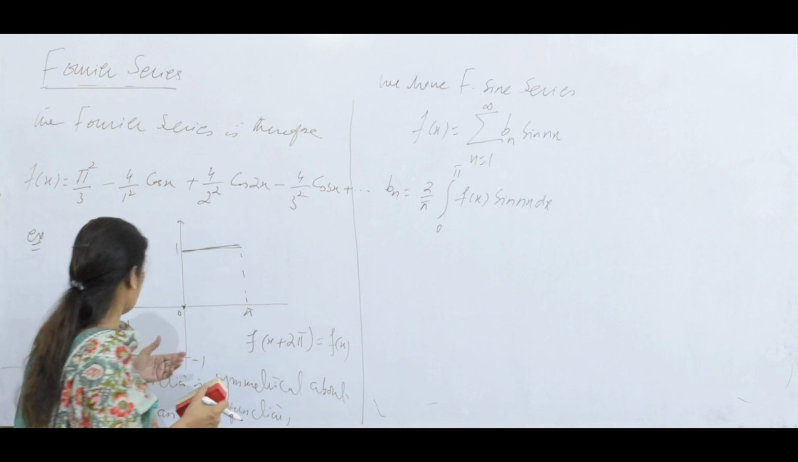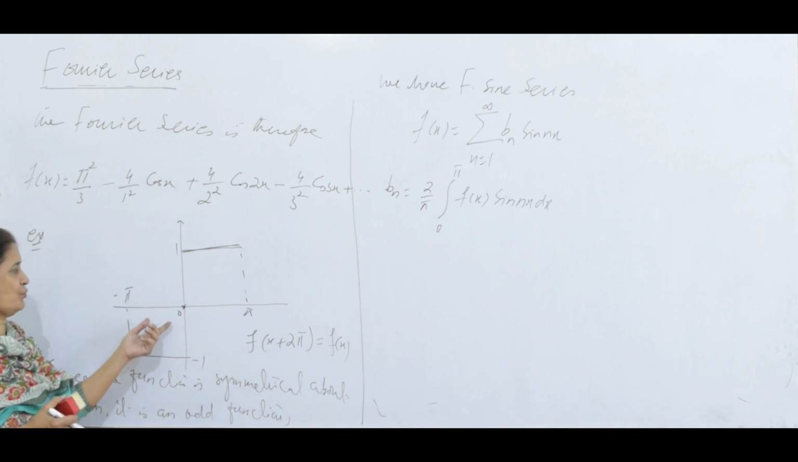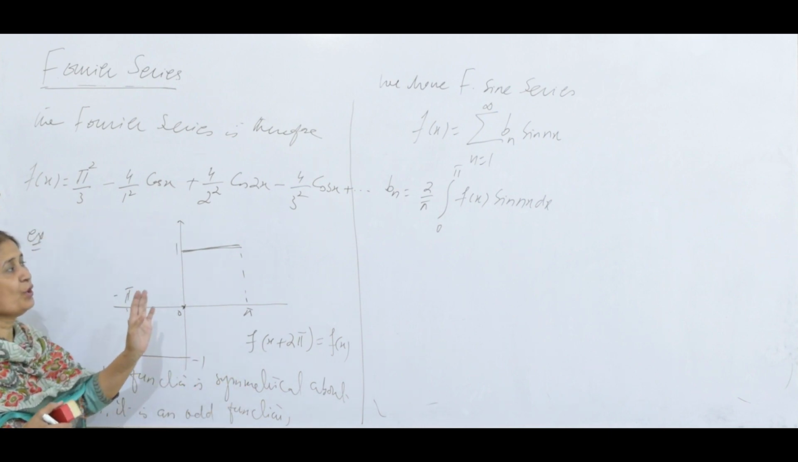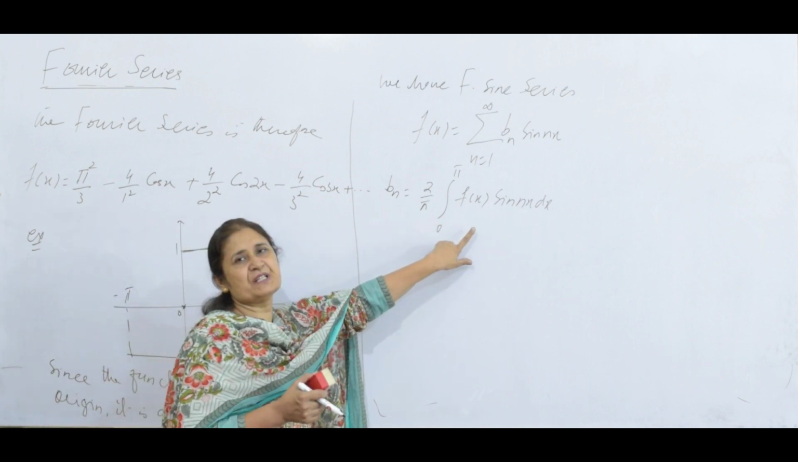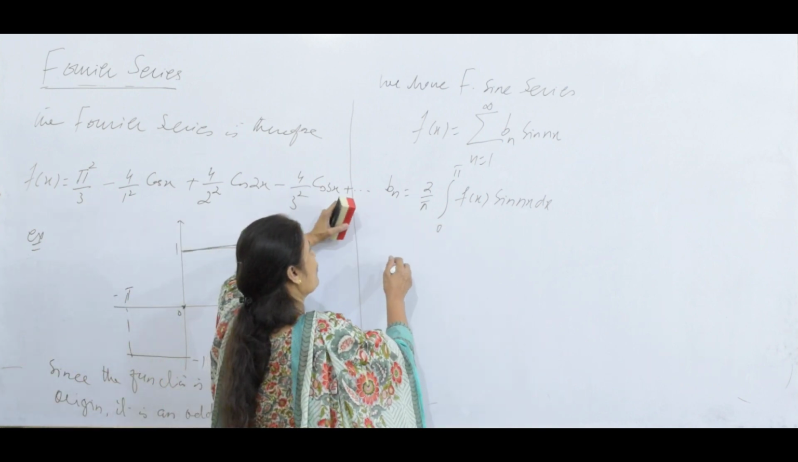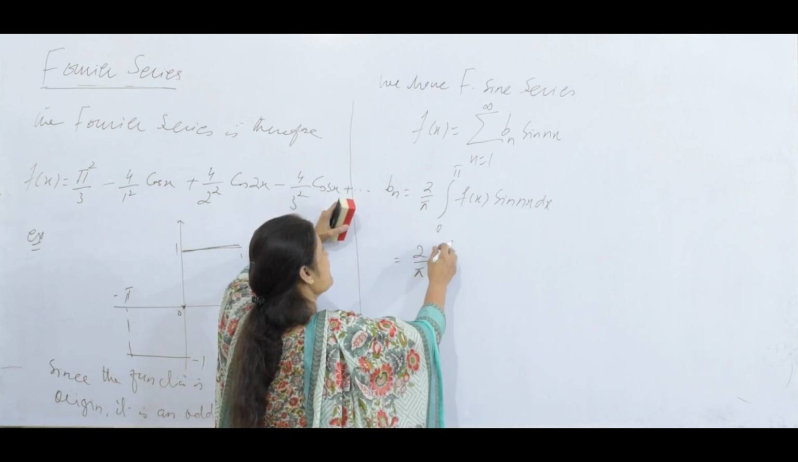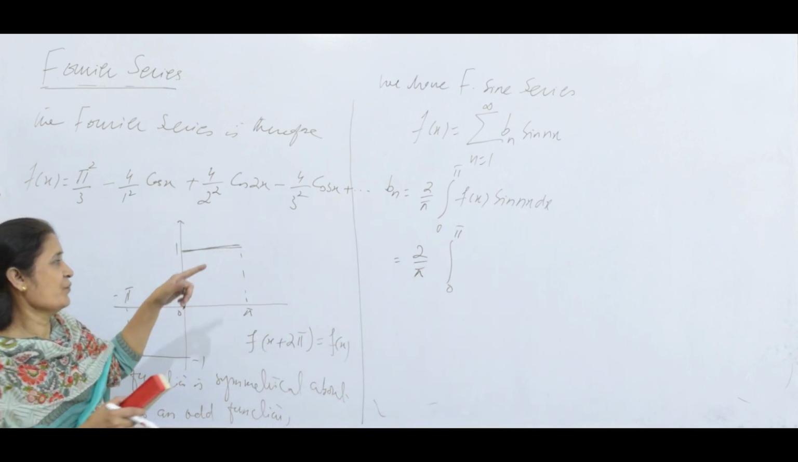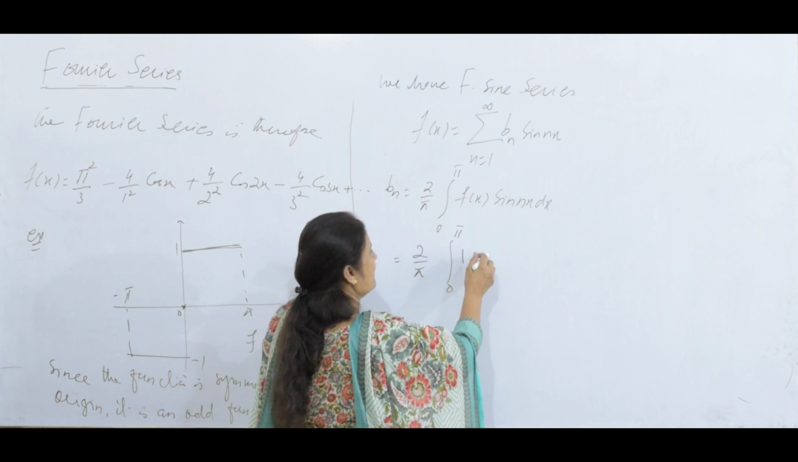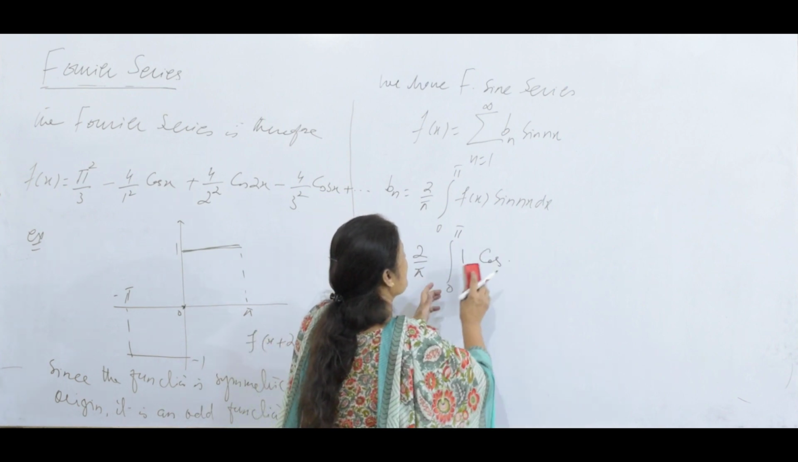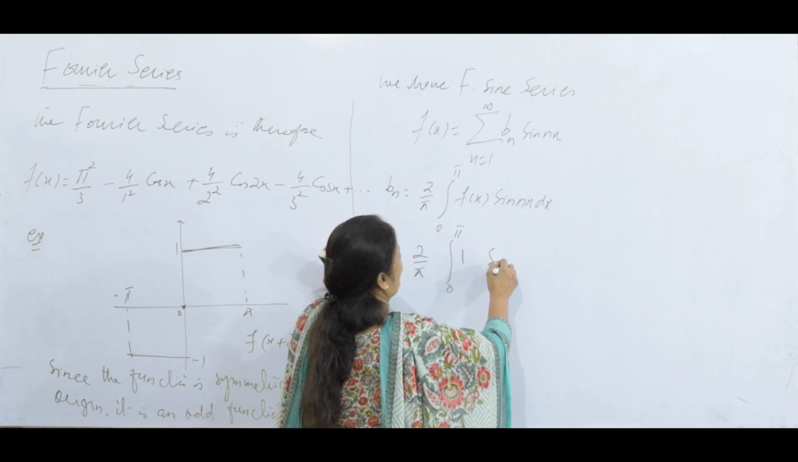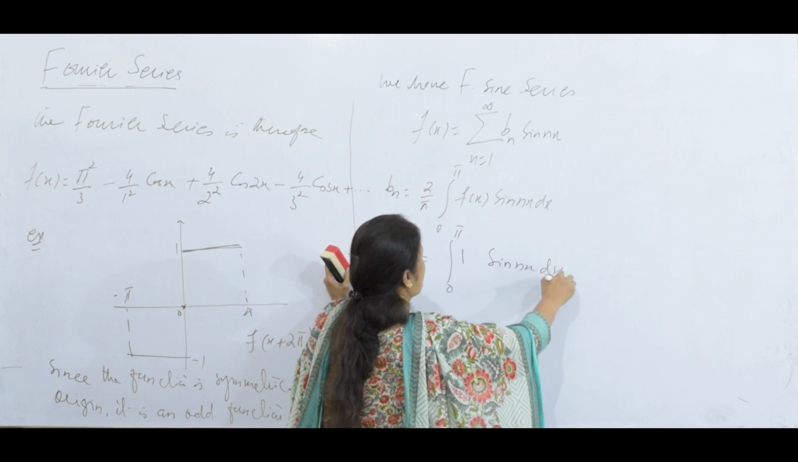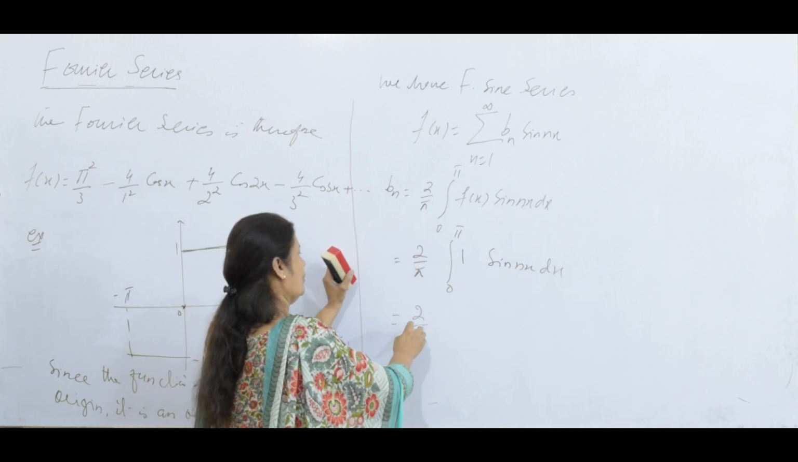So you are not looking at this. Okay, what is minus pi to pi? What is minus pi to 0? No. Since the formula is going to be designed like this, so you have to look 2 by pi as it is, 0 to pi. 0 to pi, your function is 1. Let me write 1 here. And sine nx dx. Let me integrate now.